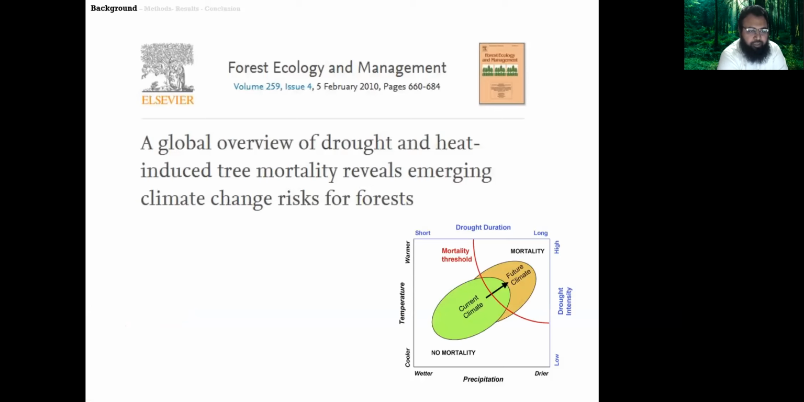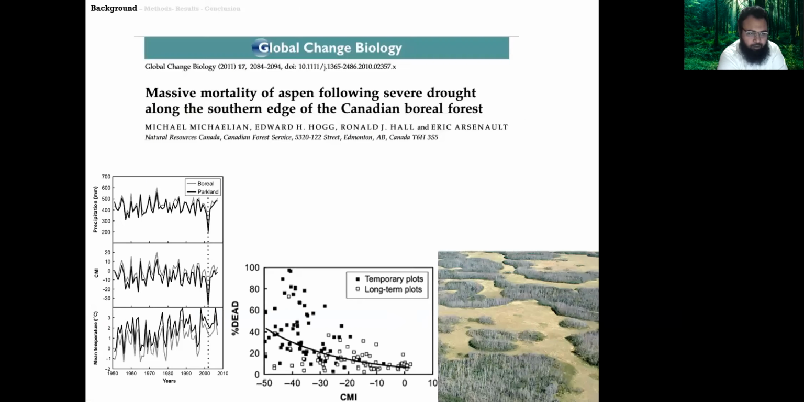Tree mortality rates have increased steadily over time in many regions, leading to growing concern that some forests may become net carbon sources and trigger damaging positive feedback in the carbon climate system. Massive tree mortality has already been reported in Canada.